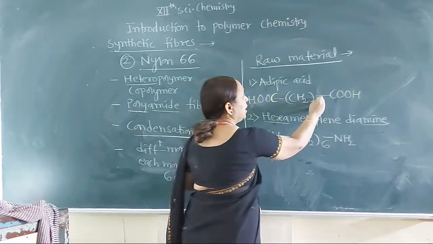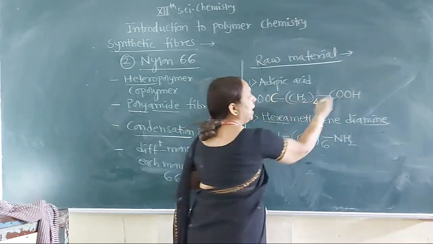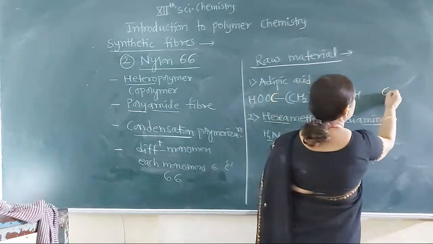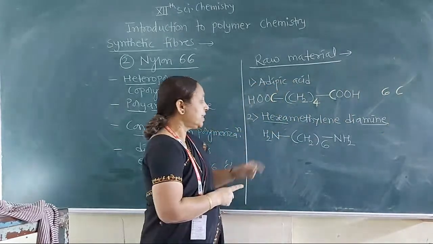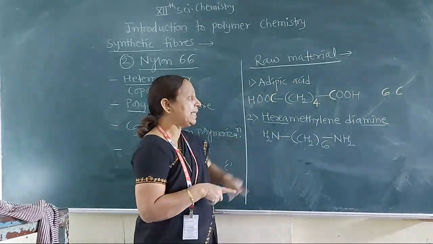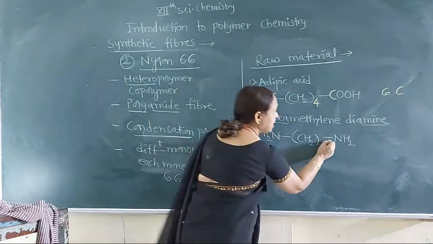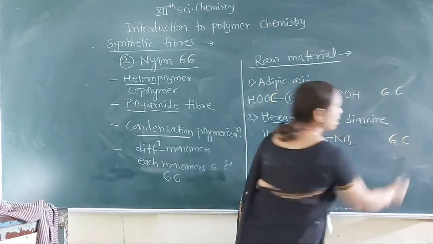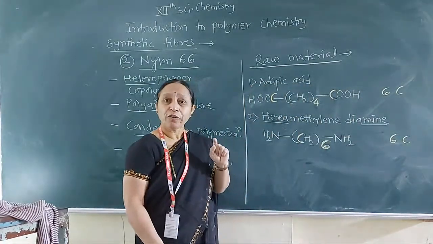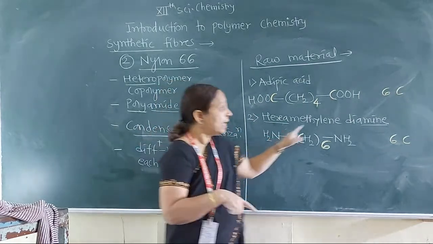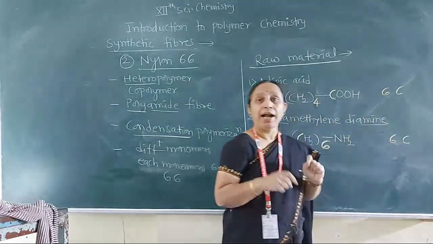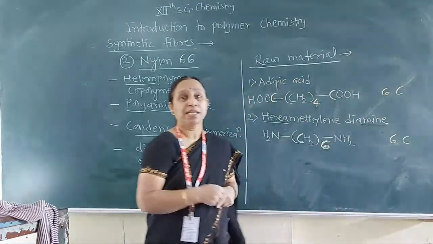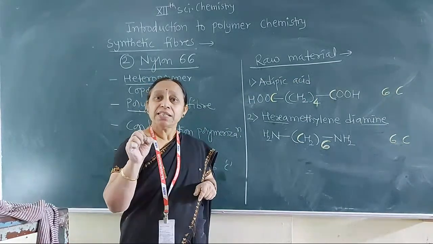Adipic acid contains a total of 6 carbon atoms, 4 from methylene and 2 from carboxyl. 1, these 4 carbon, 5, and this is 1 more. Thus, adipic acid contains 6 carbon atoms. This other raw material, hexamethylene diamine, also contains 6 carbon atoms. Thus, each of its raw materials contains 6 carbon atoms, and thus the name 66. 2 times 6, 66. Nylon 66.